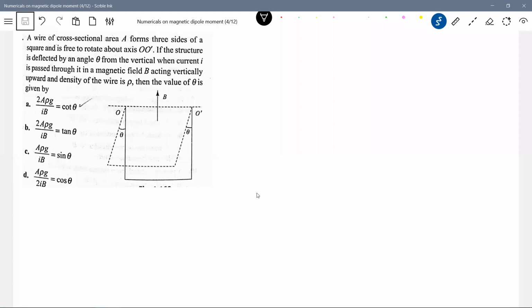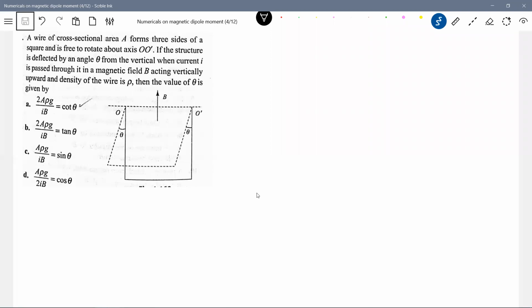A wire of cross-sectional area A forms three sides of a square and is free to rotate about the axis OO'. So that wire is what you can see here. If the structure is deflected by an angle theta from the vertical when current I passes through it in a magnetic field acting vertically upward, and the density of the wire is rho, the value of theta is given by.